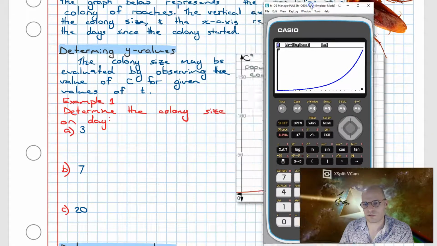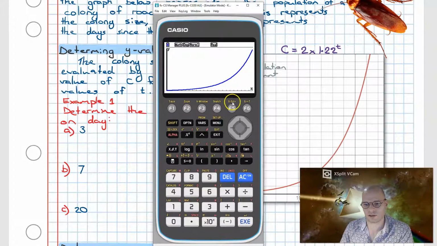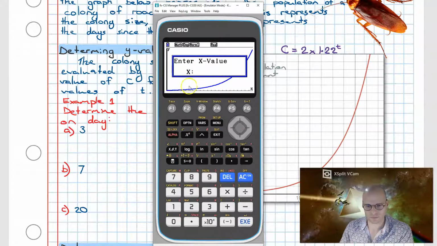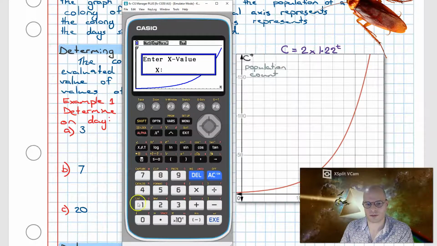Now, the next thing we need to do is start pulling values off this graph. To do this, I'm going to go to gsolve, so F5, F6 to go across, and then we're going to use ycal. Ycal is going to allow us to enter in a value of x, and it's going to tell us the value of y. Or in our case, we put in the day and it will tell us the population count.